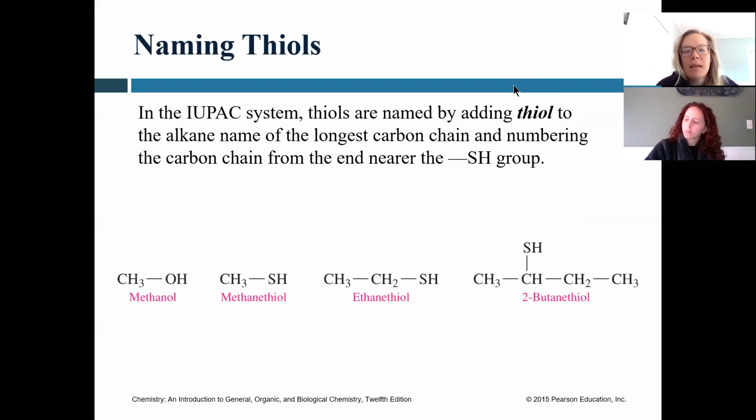So as far as naming, in this system, thiols are named by adding thiol to the alkane name of the longest carbon chain and then numbering it near the SH group. So remember we had methane, CH4. Well, if it's got an alcohol group, we would call it methanol. If instead of having an alcohol group, it had a thiol group, that SH, we would call it methane thiol. We don't strip the E though, okay? So keep the E in there.